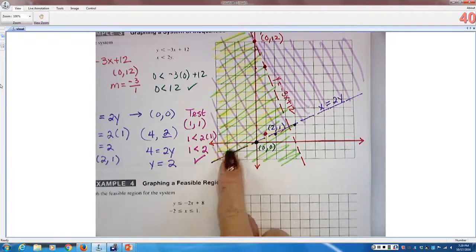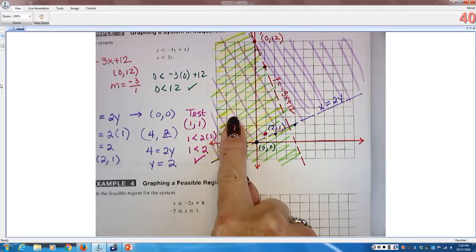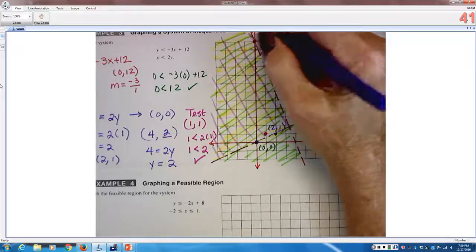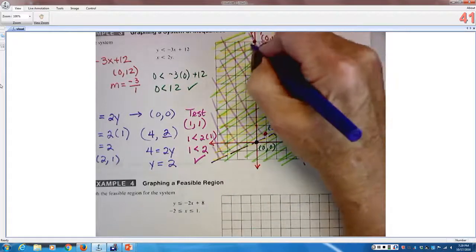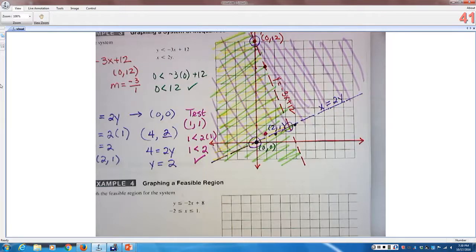The name of this region is called the feasible region, because it's the region that has all the solutions. It will be helpful in the next section, although we don't have to do it here. It'll be helpful for us to know points like these in the next one, because those will be called corner points. Okay? So it will be helpful for us to know those intersection points.